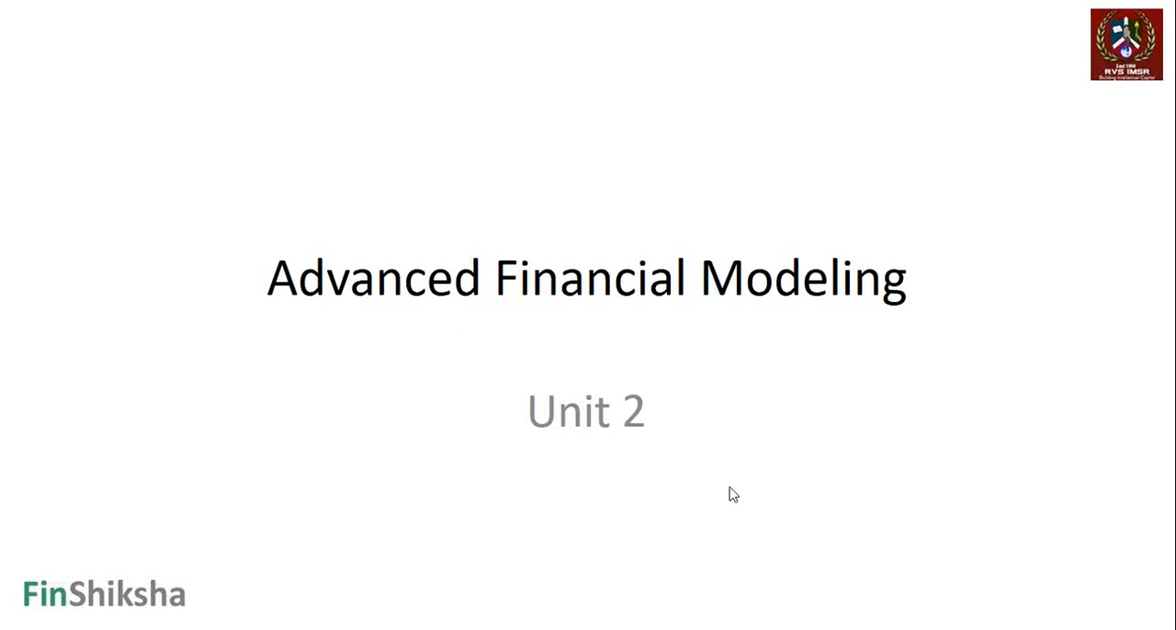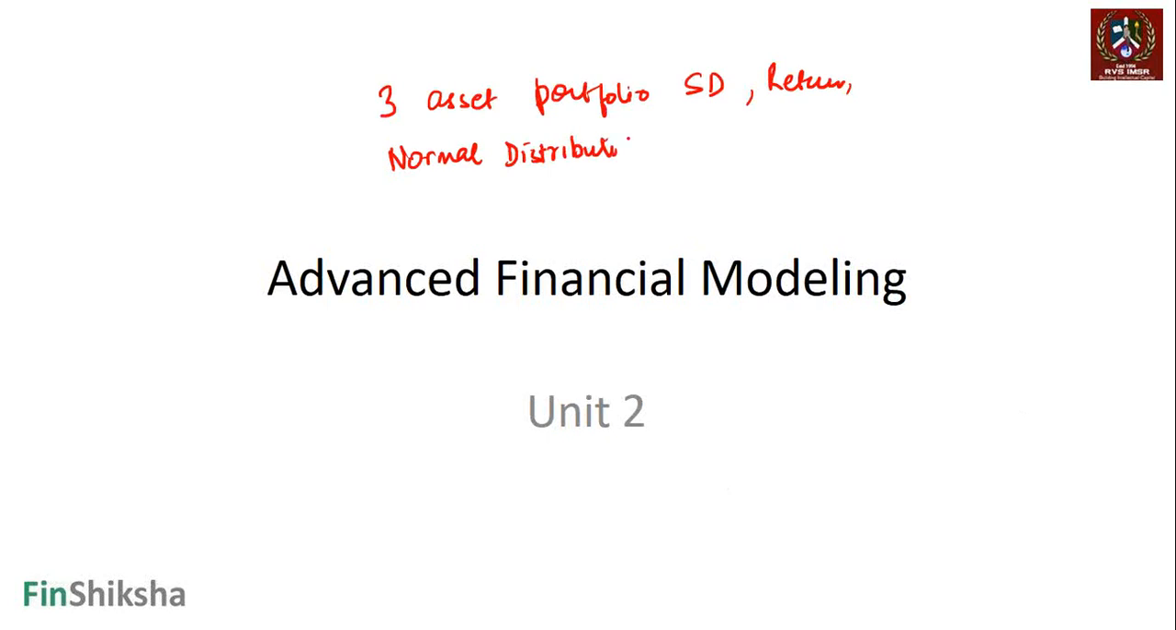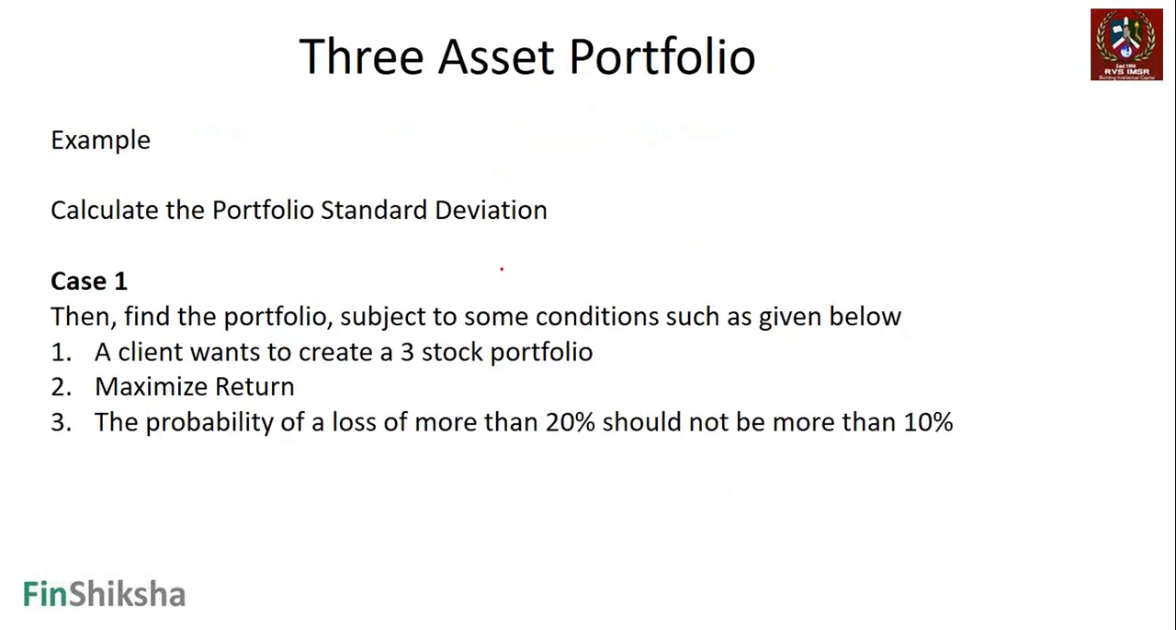We continue with our discussion on applied financial modeling, and we've already covered the concepts of finding a three asset portfolio risk or standard deviation, return, and we have looked at a recap of the normal distribution. Now we are going to apply this in a mini case. So what's that mini case?